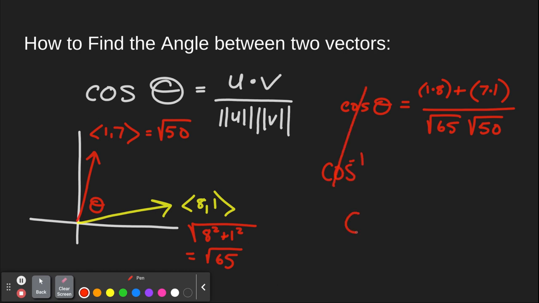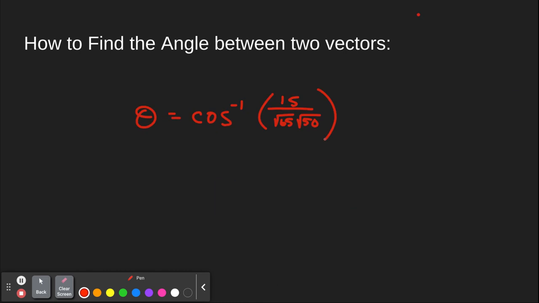Okay, so we want to do the cosine inverse of both sides. That cancels that. So theta is simply the cosine inverse of 8 plus 7, so 15, over radical 65 times radical 50. I'm going to throw this in my calculator. And you get theta is 74.74 degrees. Dot products. Useful.